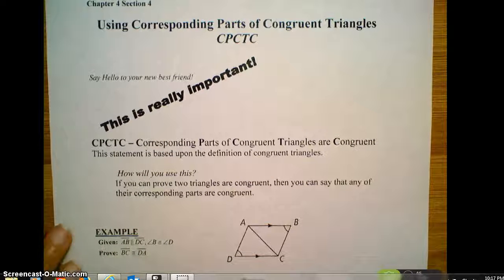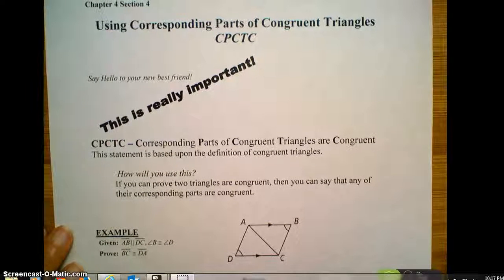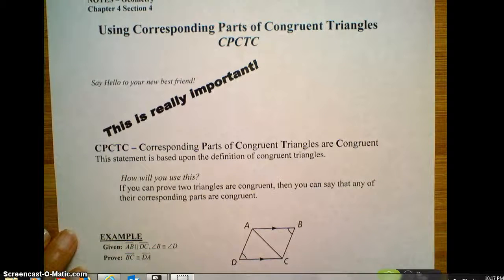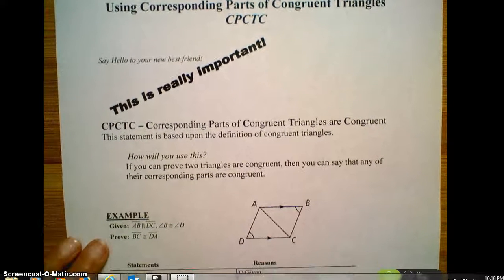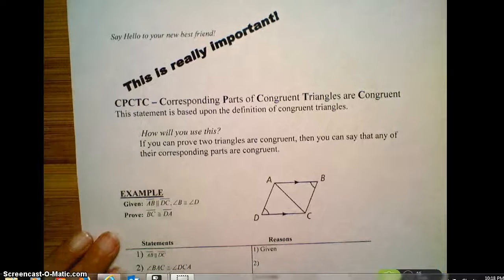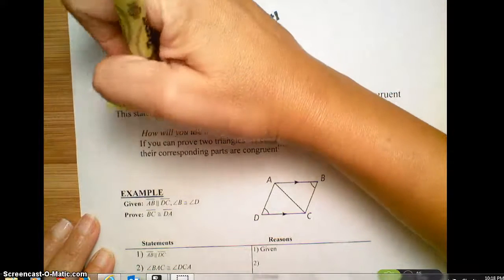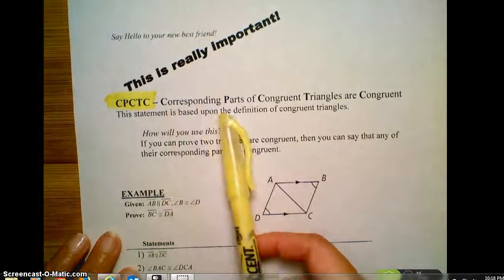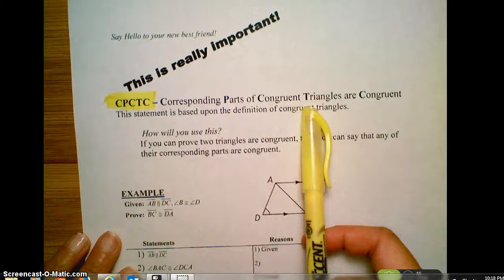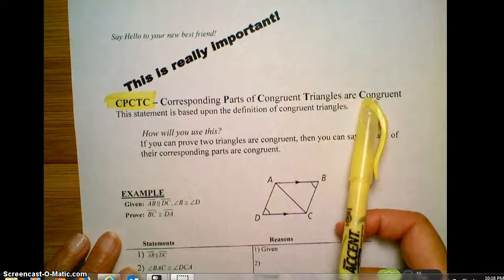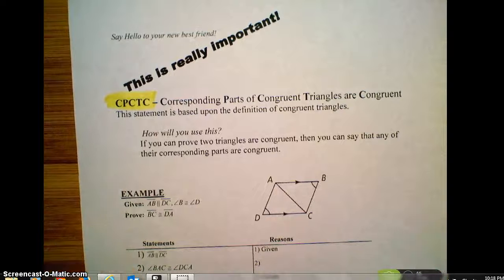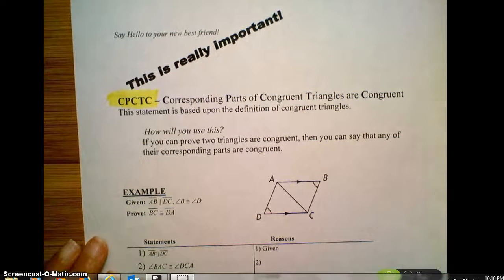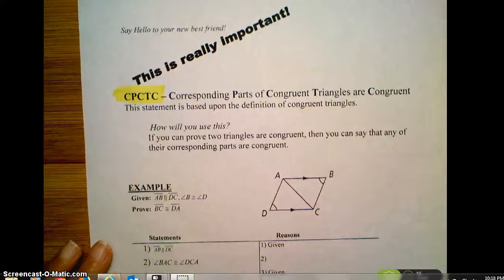Hi, and welcome to Chapter 4, Section 4, and we're learning a big deal definition here. Say hello to your new best friend. That is CPCTC. What that stands for is corresponding parts of congruent triangles are congruent, and this of course is based upon the definition of congruent triangles, which says that all of the corresponding angles and all of the corresponding sides will be congruent to each other.